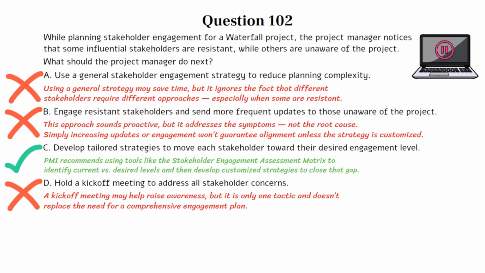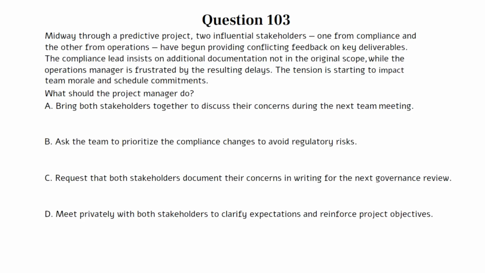Let's move on to the next question if you're ready. Question 103. Midway through a predictive project, two influential stakeholders, one from compliance and the other from operations, have begun providing conflicting feedback on key deliverables. The compliance lead insists on additional documentation not in the original scope, while the operations manager is frustrated by the resulting delays. The tension is starting to impact team morale and schedule commitments. What should the project manager do?